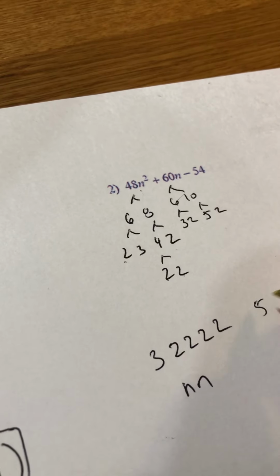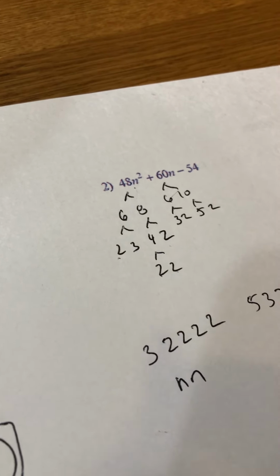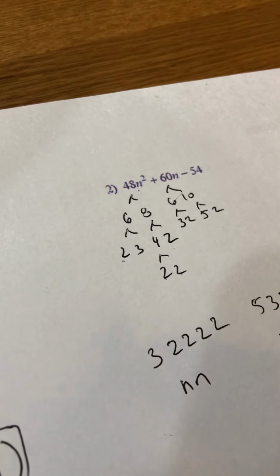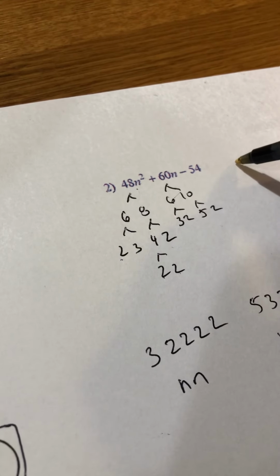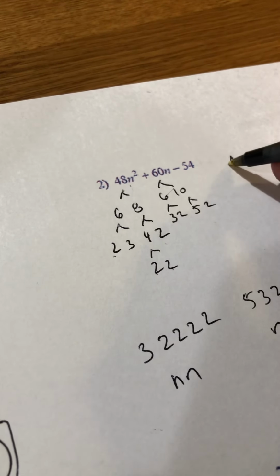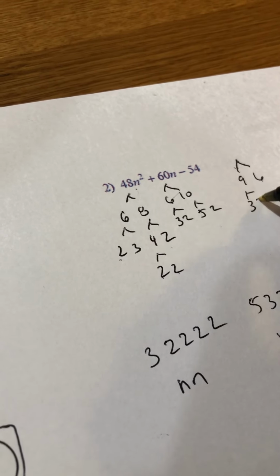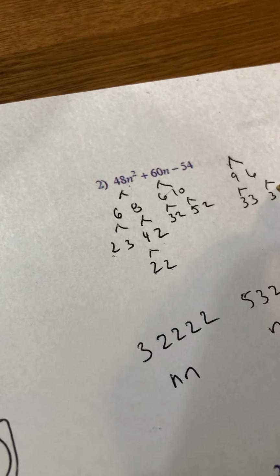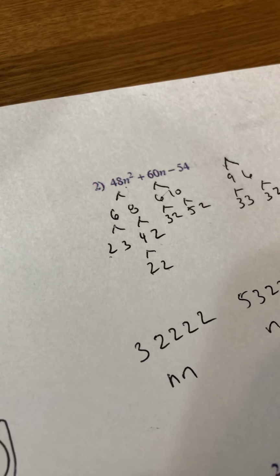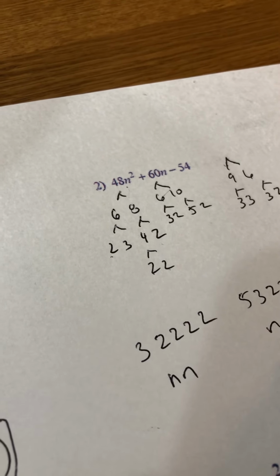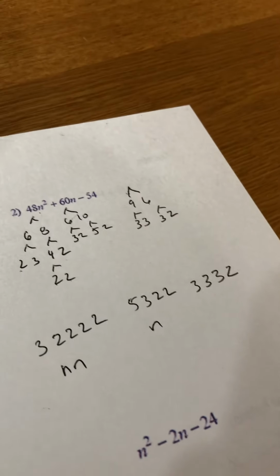Okay, so I have 5, 3, and 2 2's, and I only have 1 n. Okay, 54, I kind of ran out of some space over here, so I'm just going to write the tree over here. Okay, 54 is 9 and 6. We have 3 and 3, and we have 3 and 2. So I have 3, 3, and 2. Forgot a 3 there. Okay, so now we're here.